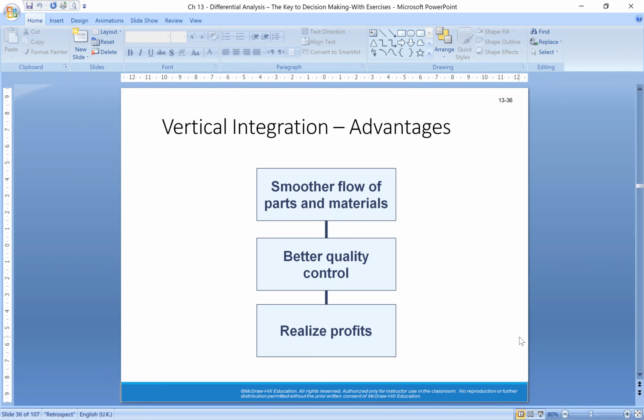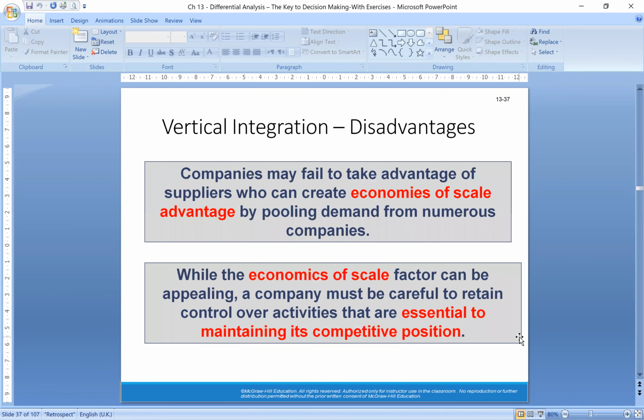Vertical integration about the value chain gives a smoother flow of the parts and materials, better quality control, and we realize profits. Companies may fail to take advantage of the supplier who can create economies of scale advantage. Economies of scale, if you learn about this word, means if we buy more, then we have a discount, right? So this is called the economies of scale.